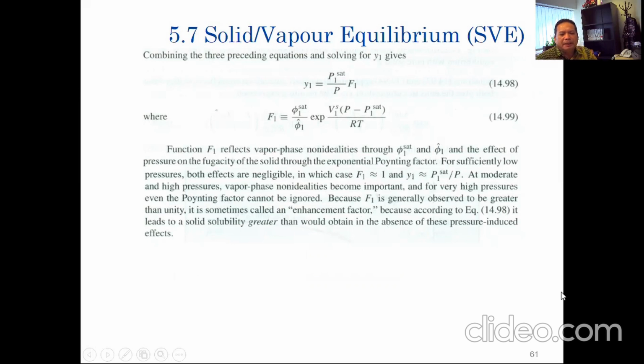What does it mean here? The pressure will influence the sublimation of the solids. If you increase the pressure, the solid may prefer to stay in the solid form. If you reduce the pressure again, it starts to vaporize into the vapor form.